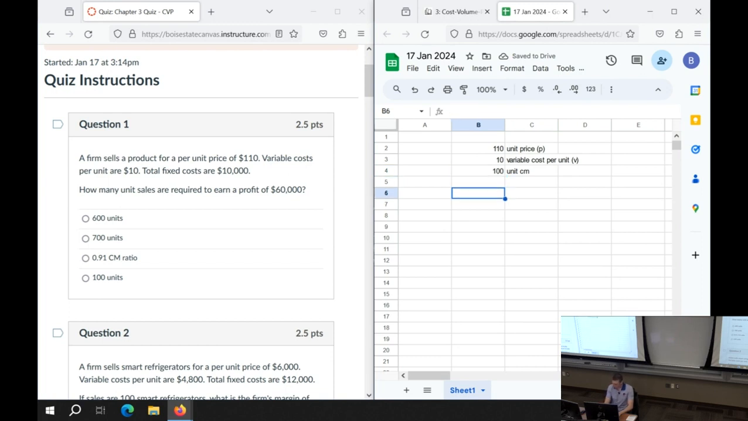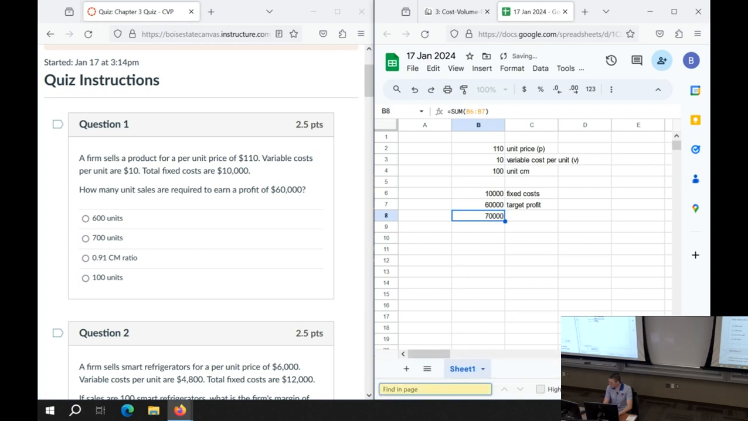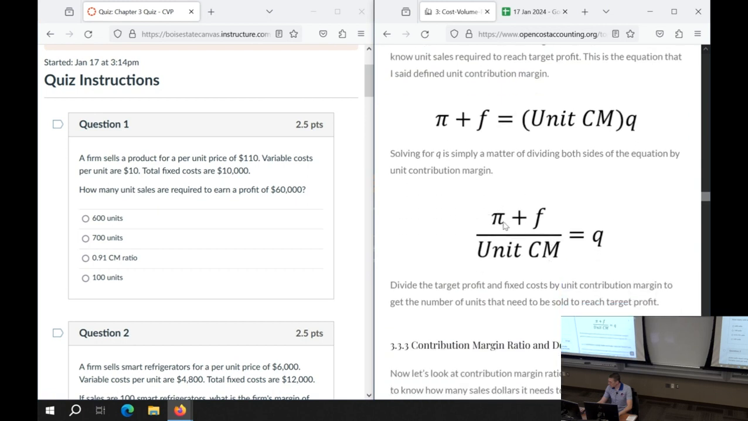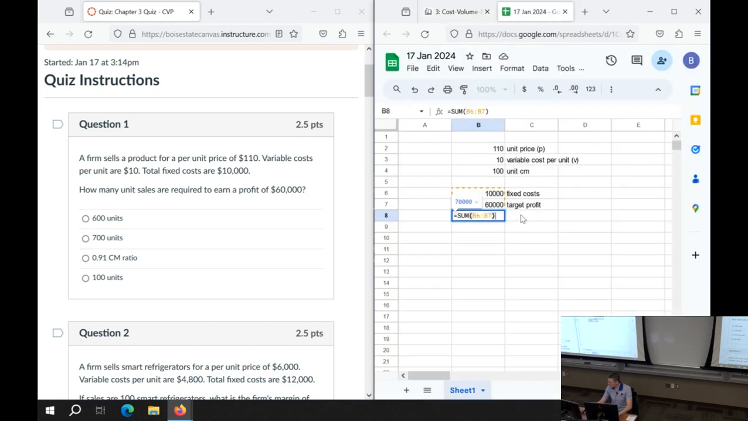Not too bad. We have fixed costs of $10,000 and target profit of $60,000. So the numerator here is the sum of those two. Numerator right here. Target profit plus fixed costs. This is our numerator for the problem. What is the Q if we're going to earn $70,000 to pay for $10,000 fixed costs and earn a profit of $60,000 to pay back debtors or to expand as we want.